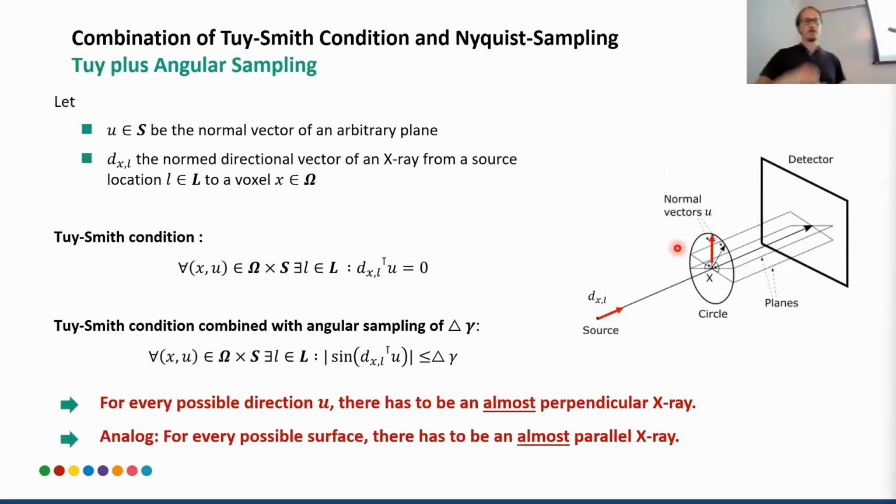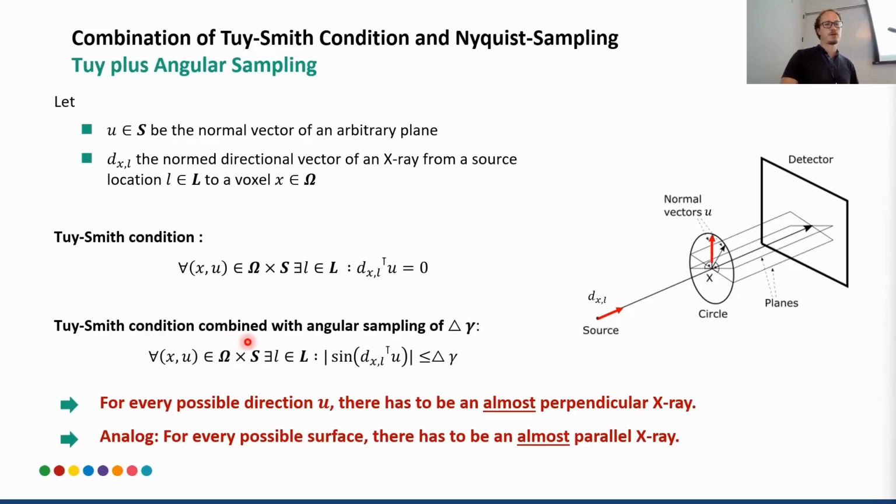So first of all, Tuy plus the angular sampling. I have the sketch again, and I call a normal vector U, and an X-ray corresponds to the normed directional vector of this X-ray from the source position L to region of interest. And the Tuy-Smith condition says that for every point in the volume X and for every direction, there needs to be a source position so that we have an X-ray that's perpendicular to this direction. However, that's impossible because then we would need infinite X-rays.